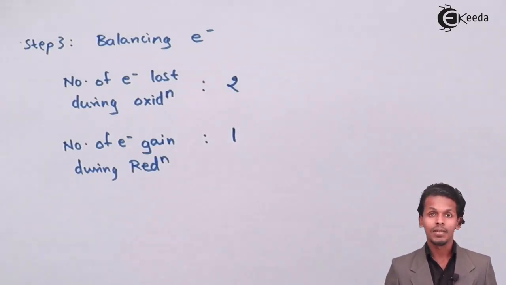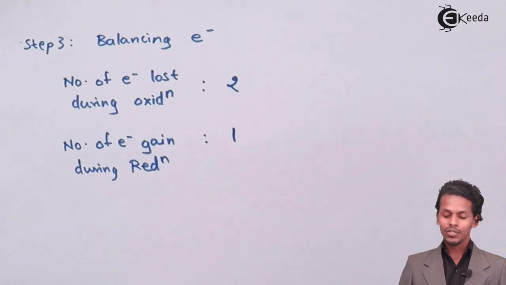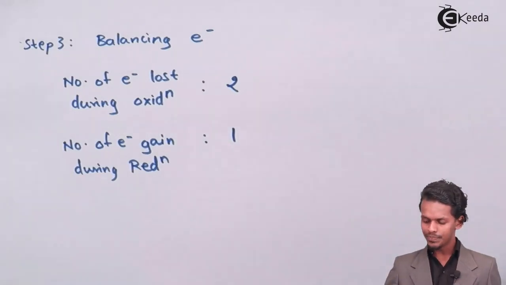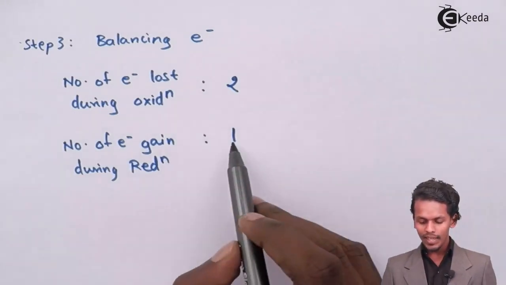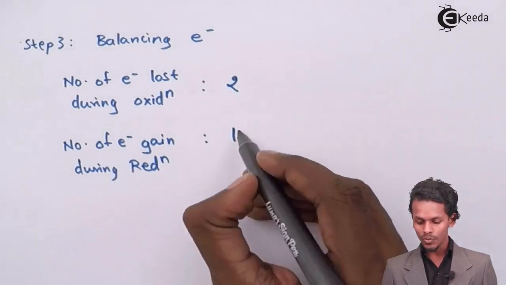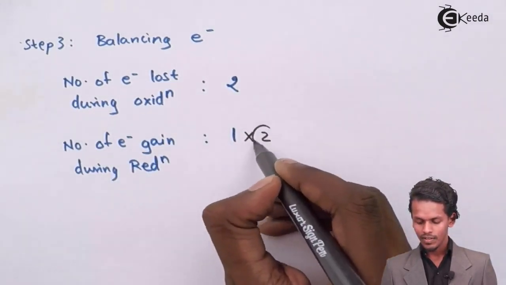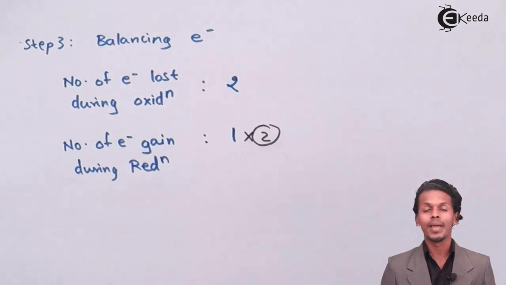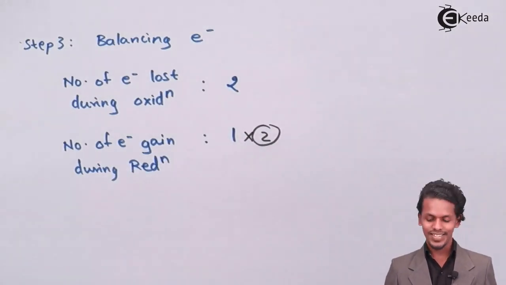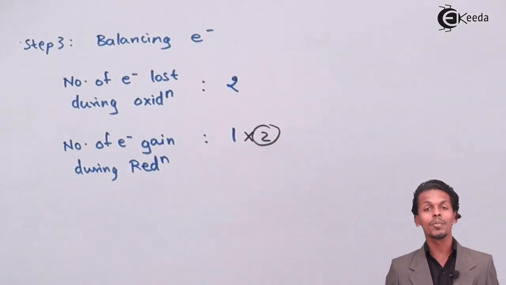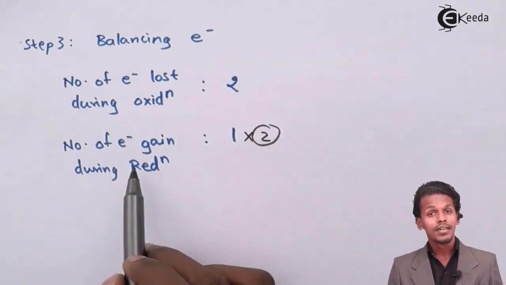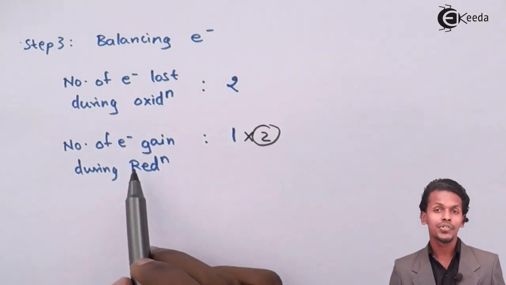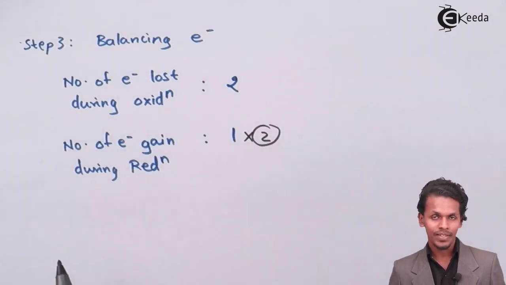So we have to balance it by cross multiplication. The first thing that we could do is, if I multiply the reduction value by 2, then the electrons will also balance each other. So in this case, I am going to multiply the reactants which is showing a reduction process by 2. Then only the electrons will be balanced.